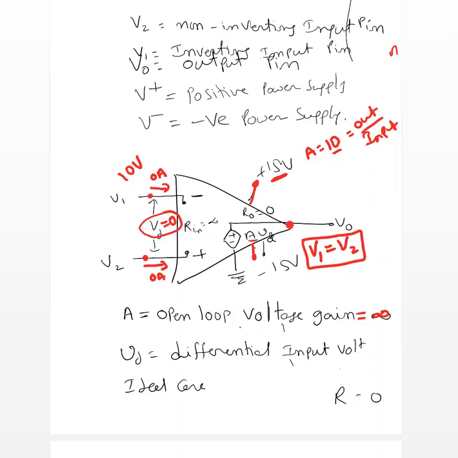Okay, and the third one is output value is never going to be more than supply value. So those are the three important points: V1 equal to V2, current going into the operational amplifier is 0, and output voltage limited to the supply voltage.